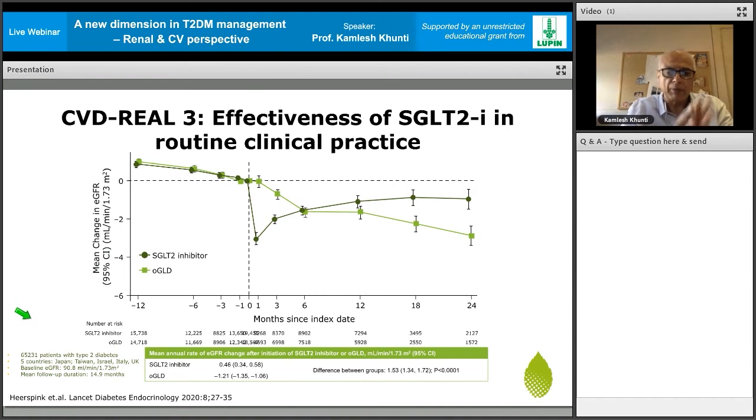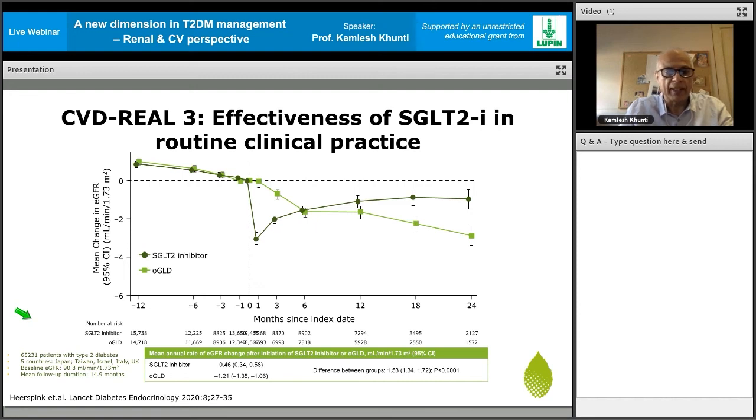So those are from randomized controlled trials. We've just recently looked at real-world studies. This is Heidi Herspring, who led on this study with us, the CVD-REAL study. This was a number of patients from around the world. We had 65,000 people from 5 countries. Baseline eGFR was about 90.